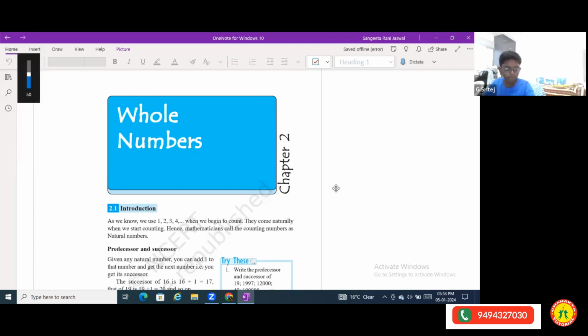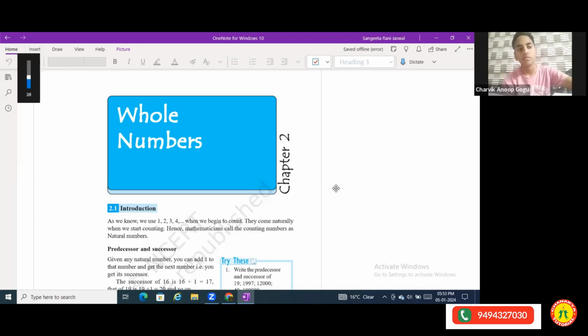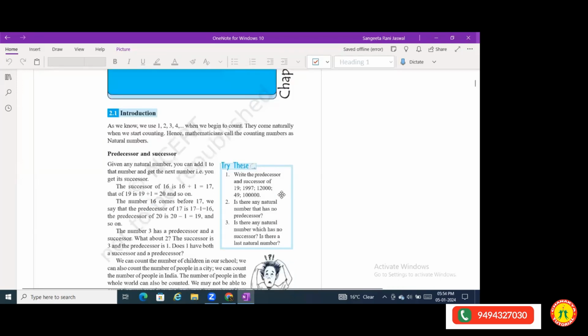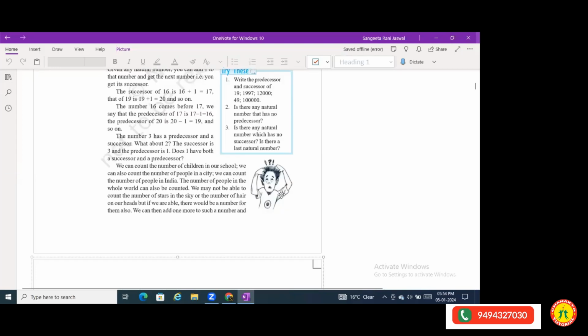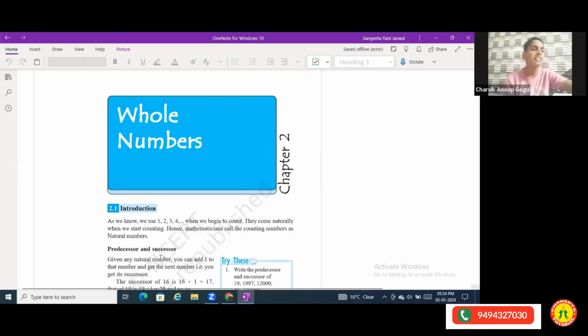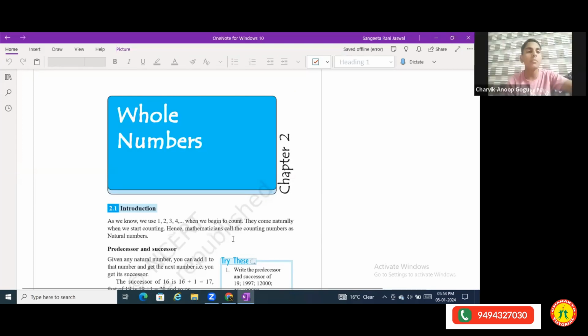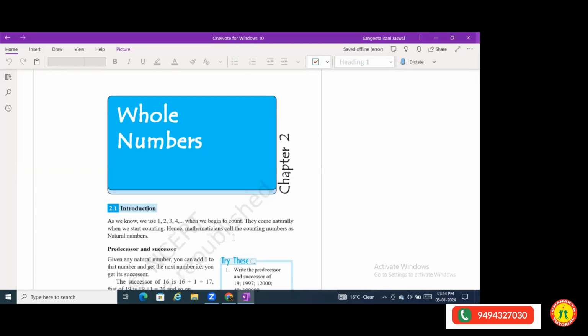Ma'am, whole numbers start from 0 and natural numbers start from 1. Yes, very good. Whole numbers start from 0 and natural numbers start from 1. Whole numbers do not include any negatives because they start from 0. Ma'am, in integers negative numbers are there. Yes, in integers negative numbers are there.